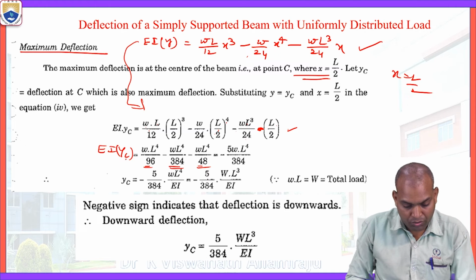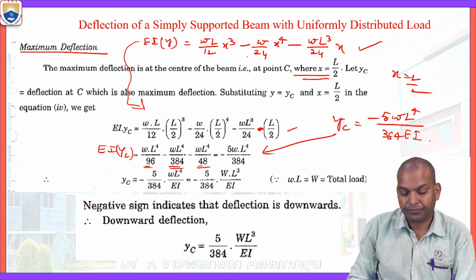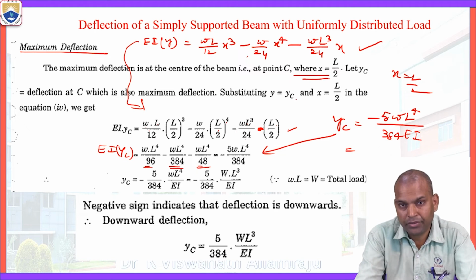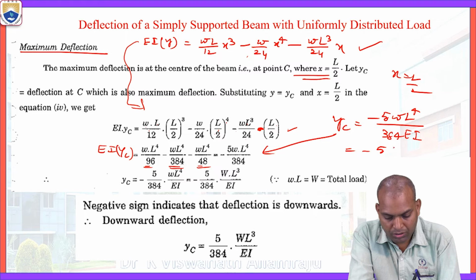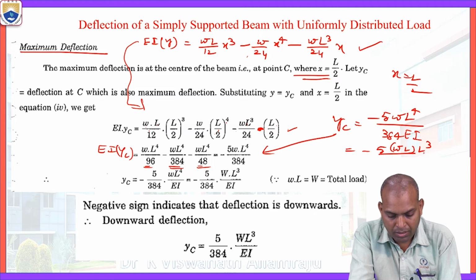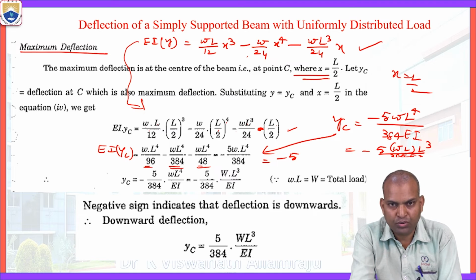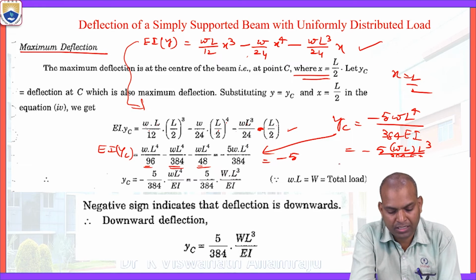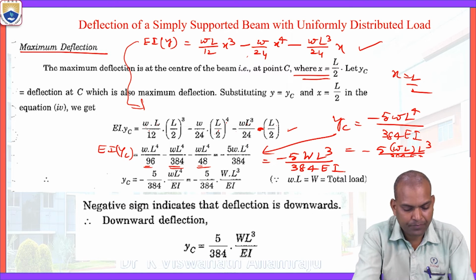So YC equals minus 5wL power 4 by 384 EI. This is the formula in terms of UDL, uniformly distributed load, converted to total load: w L into L cube by 384 EI. Now in terms of total load, minus 5 times W times L cube by 384 times EI, where small w times the total span L is the total load, capital W. This is the value.